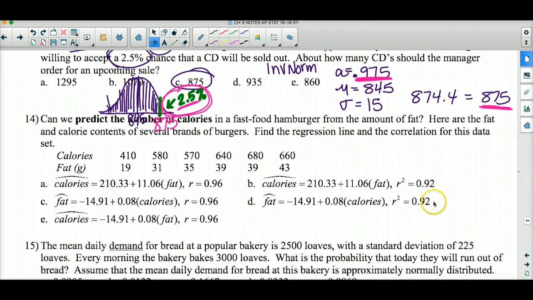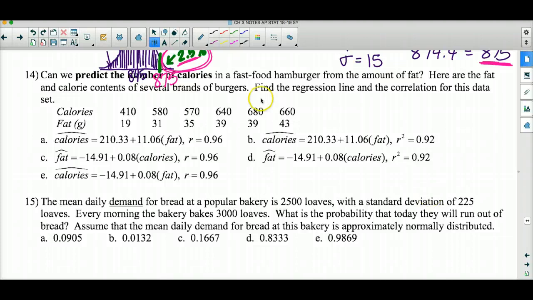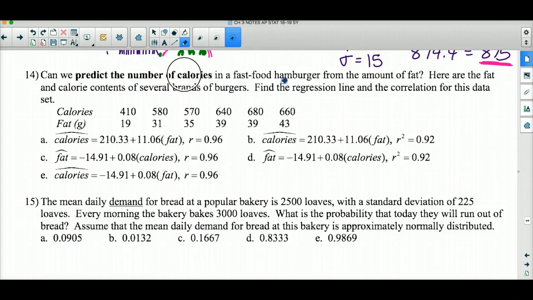All right, back to chapter 3 stuff. Sorry, I'm going to have to do some erasing. Can we predict the number of calories in a fast food burger from the amount of fat? Pause for a second. You have to decide who is X and who is Y. Does it matter? Yes. Who is doing the predicting?